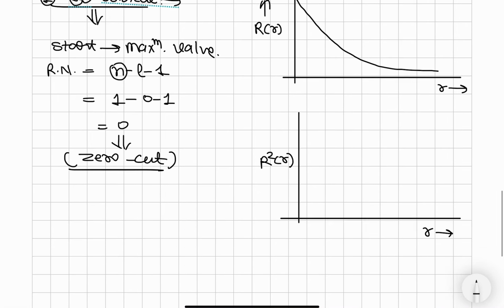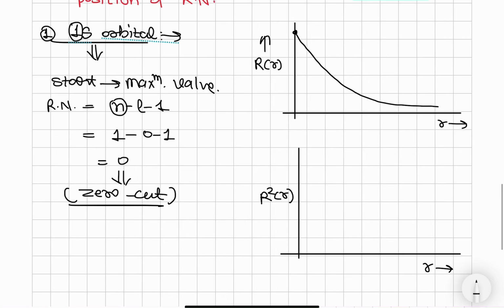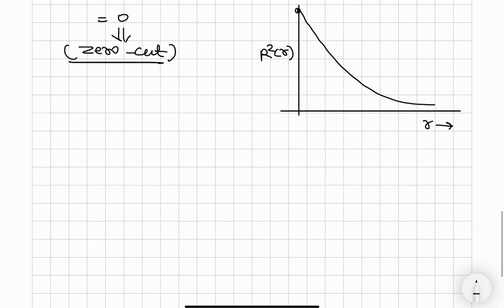And the R square(r) graph will also be of similar nature because this curve is positive, and R square is also positive. Only some change you can observe in the values, since it is the square of this, but the nature will be the same, parallel to the x-axis. These are the two graphs for the 1s orbital, R versus r and R square versus r.